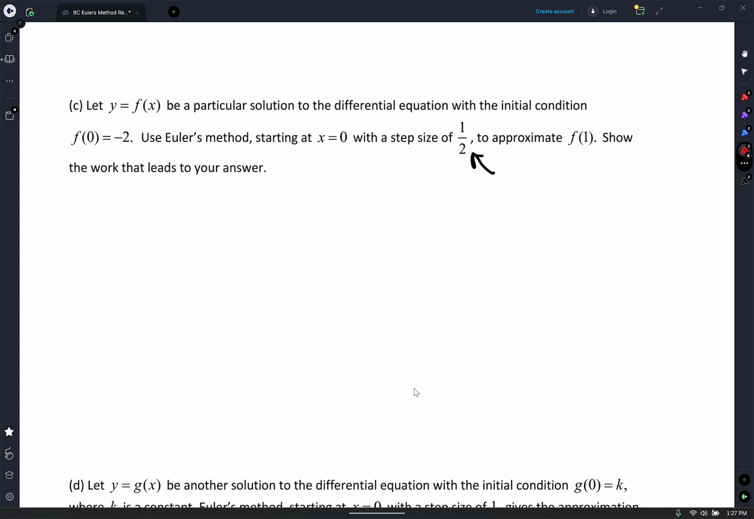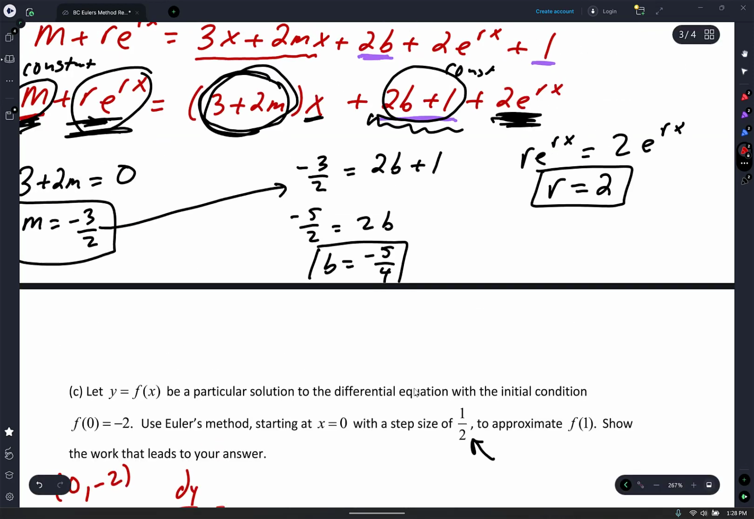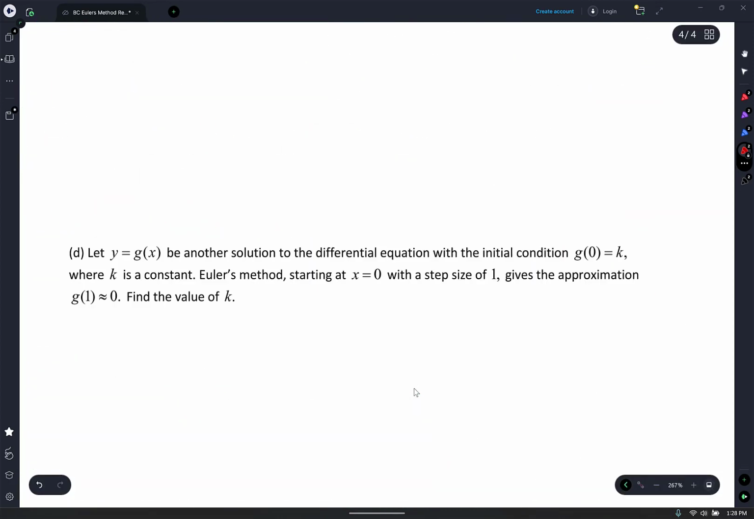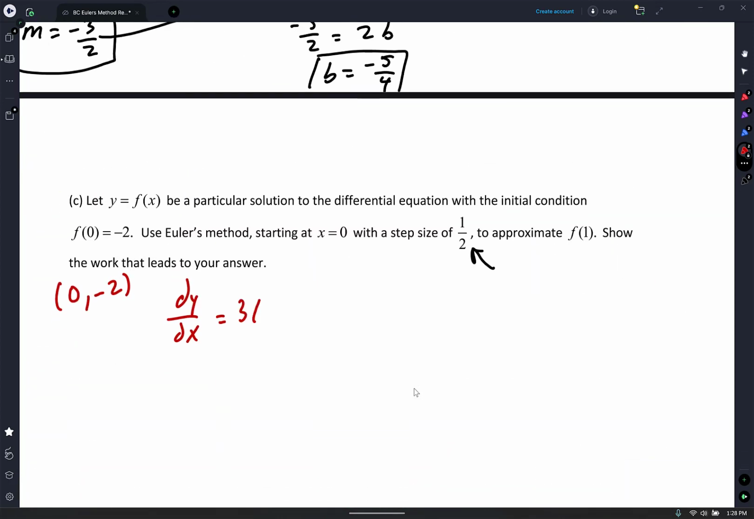Now, I'm going to go ahead and start it, guys, but you keep doing your thing. I got the point (0, negative 2). They want to know 1/2. So I'm going to write dy/dx. And I already forgot what my dy/dx was, so I have to scroll up here. 3x plus 2y plus 1. Okay. 3 times 0 plus 2 times negative 2 plus 1. Let me know if I make mistakes because I don't want to make a mistake right now. 2 times negative 2 is negative 4 plus 1 is negative 3. Did you guys get negative 3 as your first slope?